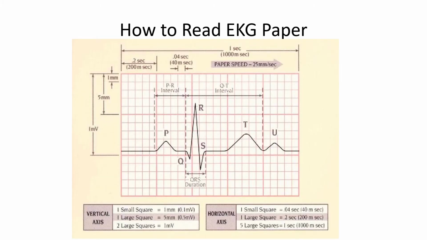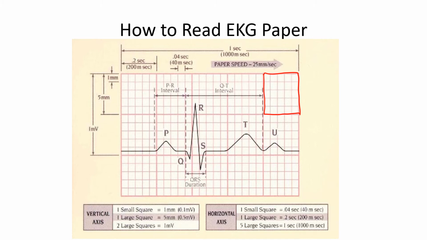EKG paper is the way we used to do this. We didn't have digital processes back, years ago. So we still use this grid mark system here to guide us in looking at what's happening on an EKG. So to start off with, let me draw a large square here. That large square is made up of 25 small squares.